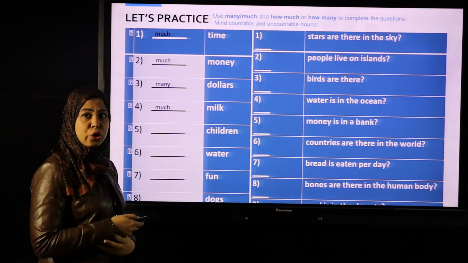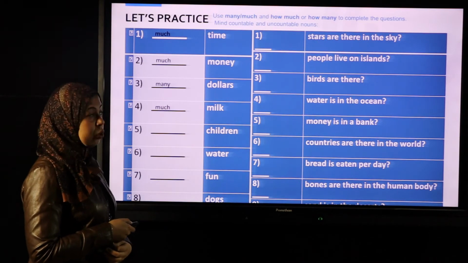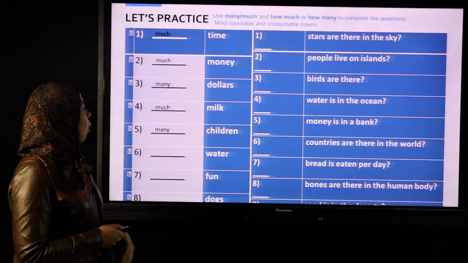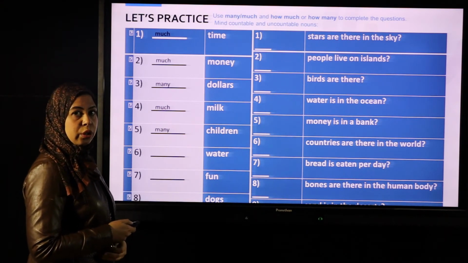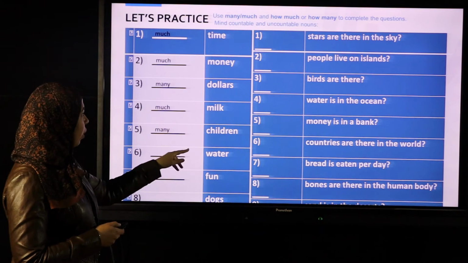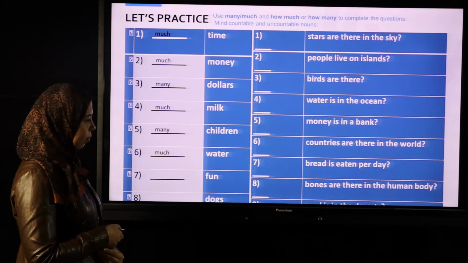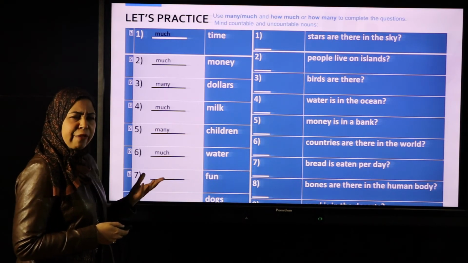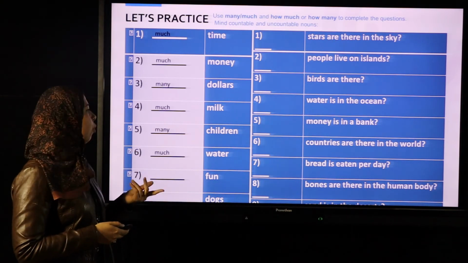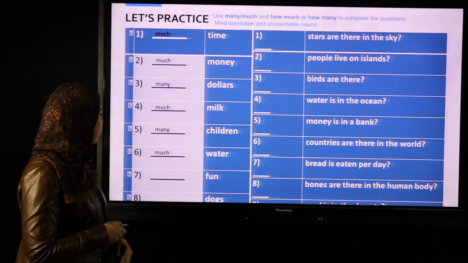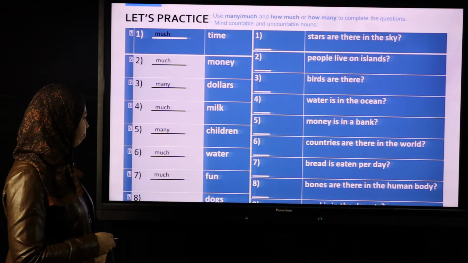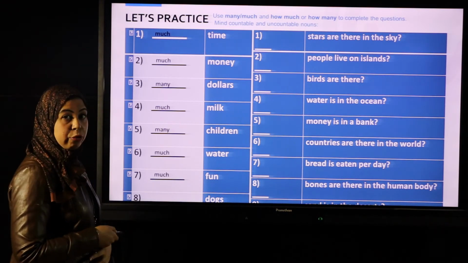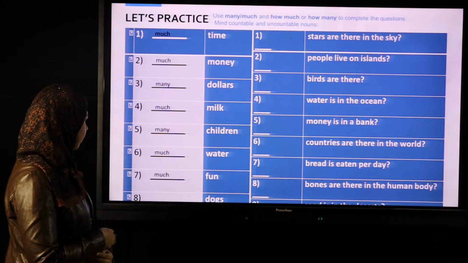Children, can I count the children? Yes, I can count the children, so I will use many children. Water, can I count water? No, I cannot count water, so I will use much. Fun, what should I use with fun? I have fun. Can I count fun? No, actually I cannot count fun, so I'm going to use much. Dogs, can I count dogs? Yes, actually I can count dogs, so I will use many.